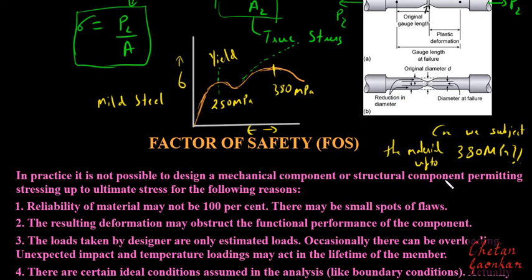But truly speaking, the reliability of the material may not be 100%. There may be some flaws in it. There can always be some flaws which get generated inside the material because of some molding processes. Then the resulting deformation may obstruct the functionality and performance of the component. Also, there can be occasional cases of overloading, or sudden loads on the component which we have designed for 380 megapascals might get overloaded. There can be unexpected impact and temperature loadings on it.